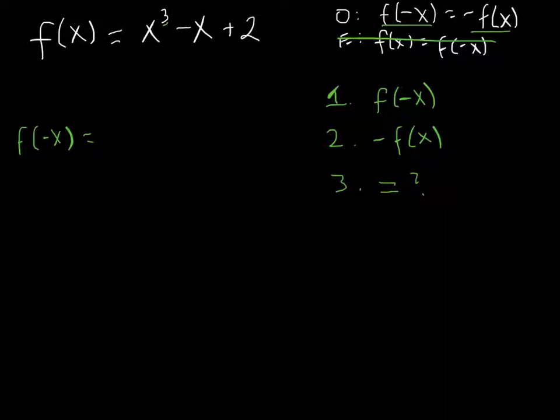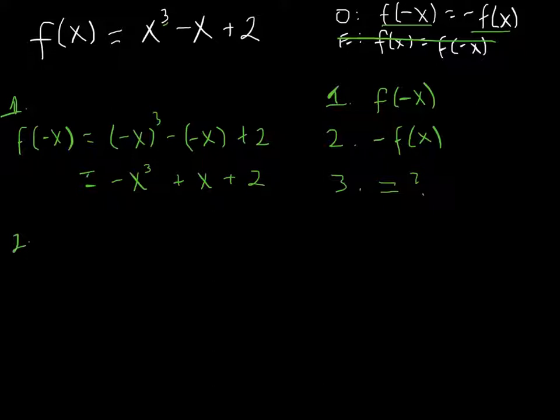And so here I'm going to plug in a negative x for each of these. So instead of x cubed, I have negative x cubed minus negative x plus 2. I simplify, and I remember that negative x cubed is simply negative x cubed. Negative times negative is a positive, so this is positive x plus 2. Okay, we'll remember that. So of course, step 1. And we'll now think about step 2.